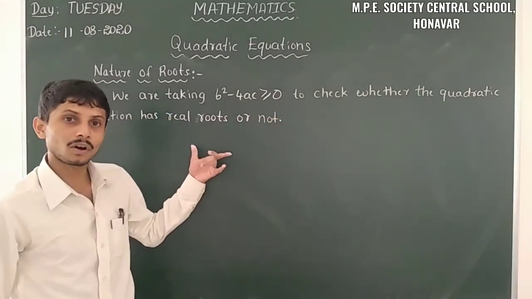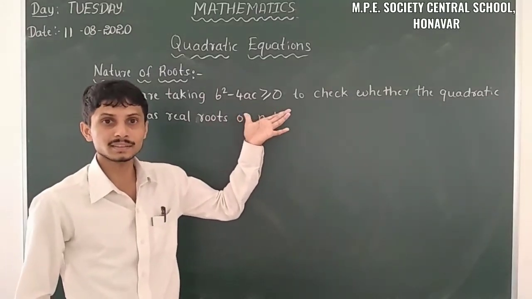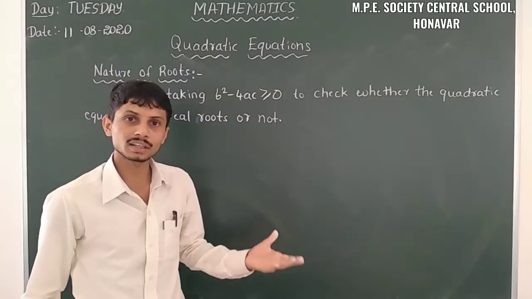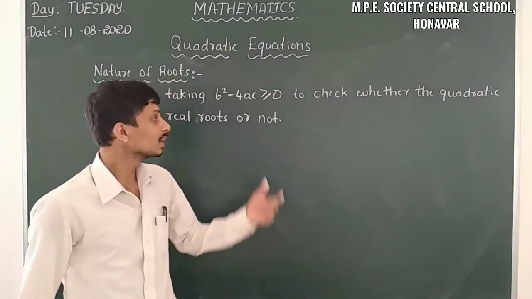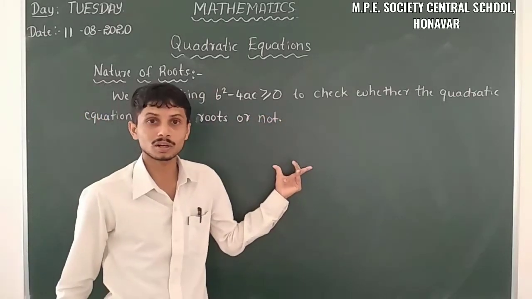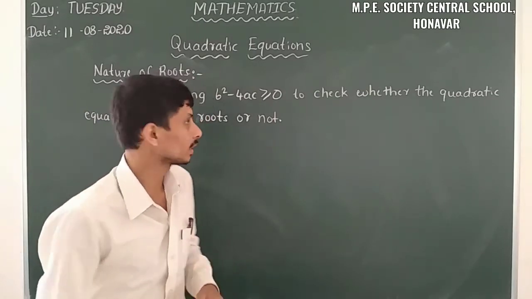So we are calling this b square minus 4ac. That means it's a deciding term whether the quadratic equation is having real roots or not. So that's why we are taking this b square minus 4ac as a discriminant of the quadratic equation. We are calling it a discriminant of the quadratic equation.